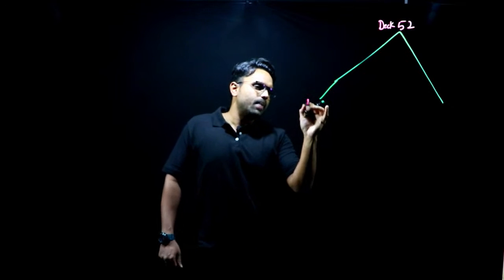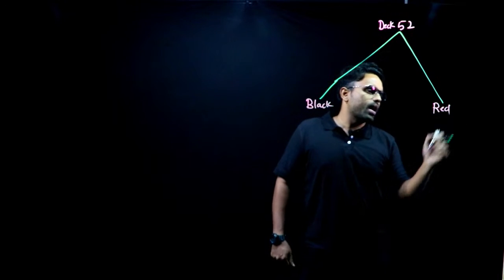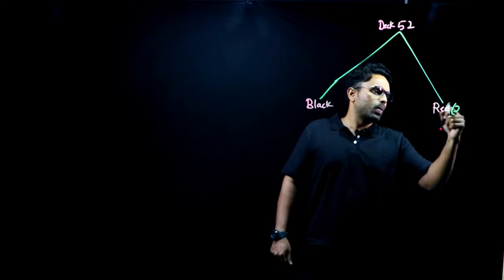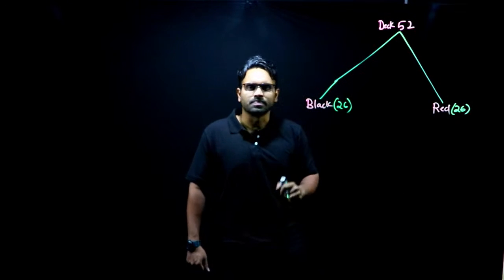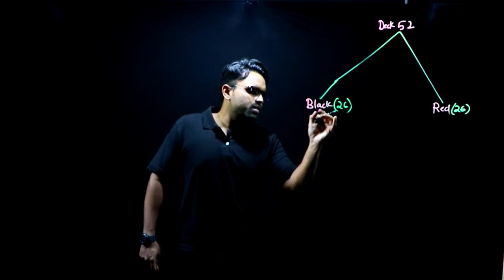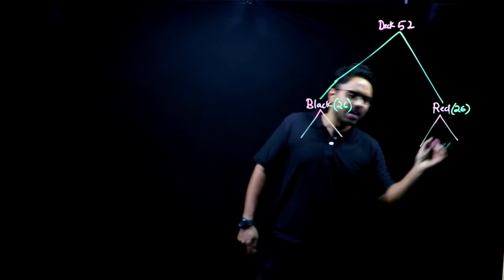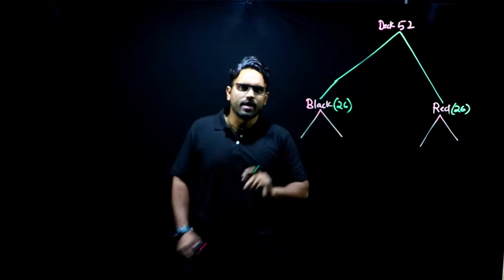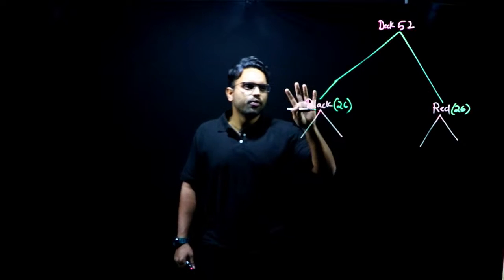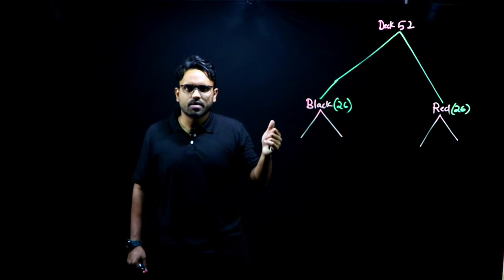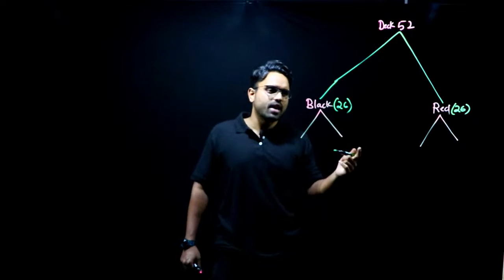We have black and red, and each one of them are 26 in number. Within these black cards we have 2 suits, and in red cards we have 2 suits. They are called suits. What are the 4 suits that we have? Spades, clubs, hearts and diamonds.